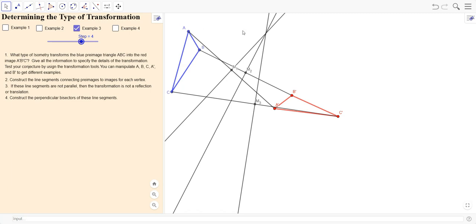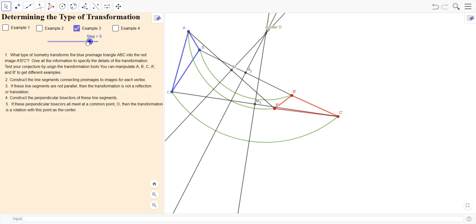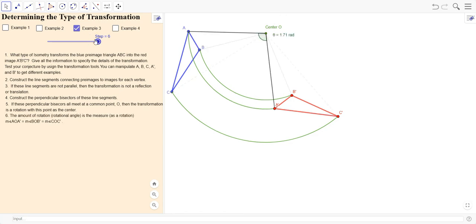They are intersecting at one point. That is your center point. And we can see it as a rotation about that center point. And we need to specify the center and the angle if it's a rotation. And here we see the center point we found, and then the angle: just take any point A, go to the center, and then go to its image point here, and the angle that you're making there is the angle.